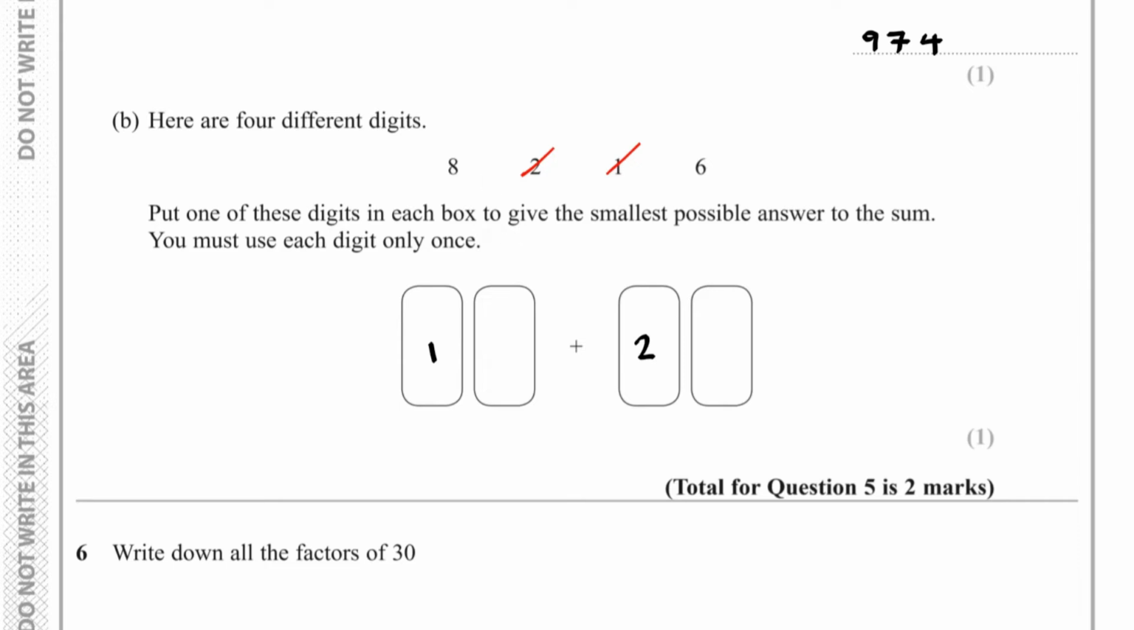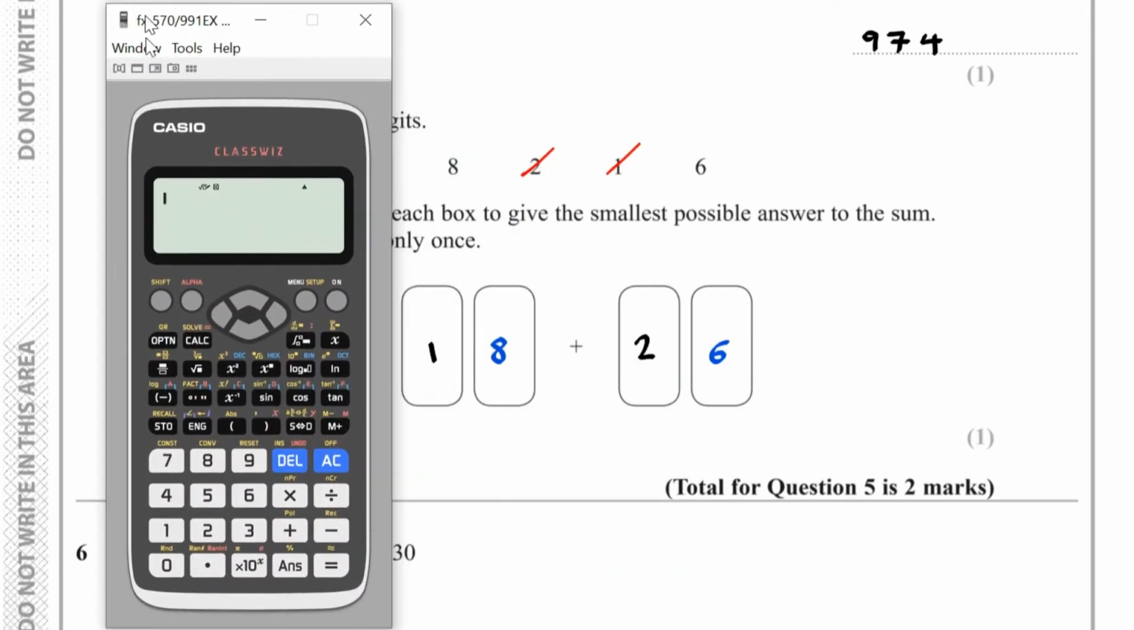Now, if I have the 8 over here and then the 6 over here, what is this sum? Well, 18 plus 26, that's 44. But what would happen if I have the 6 here and the 8 over here? Well, in that case, I still get 44.